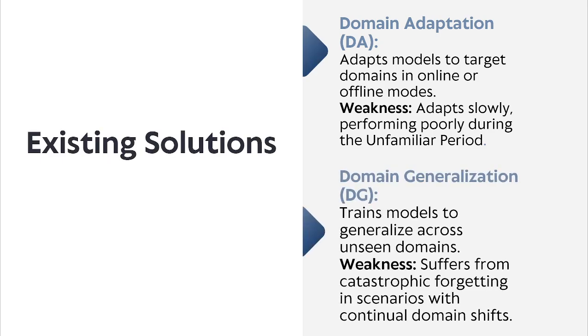Existing solutions are domain adaptation and domain generalization. Domain adaptation is basically retraining the neural network, which is slow, and domain generalization is coming up with generalized neural networks which forget what they have learned from the previous domains.